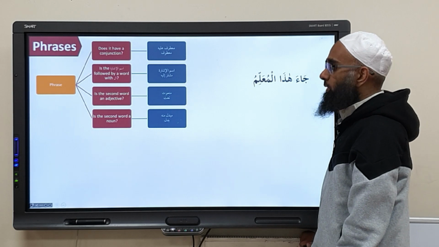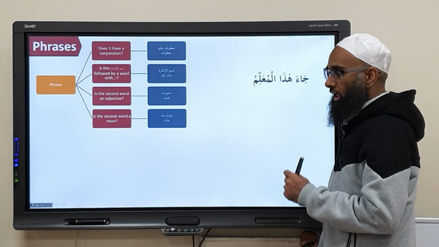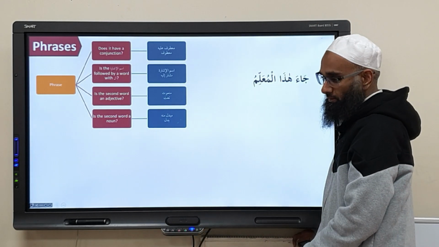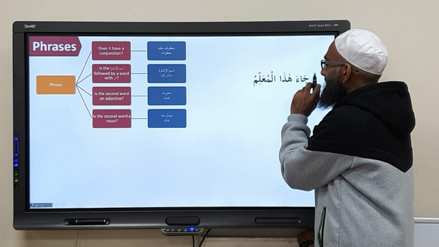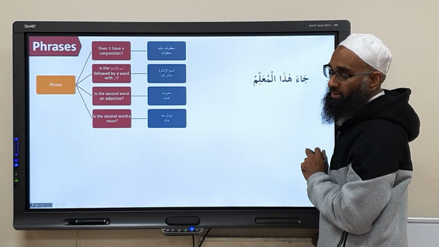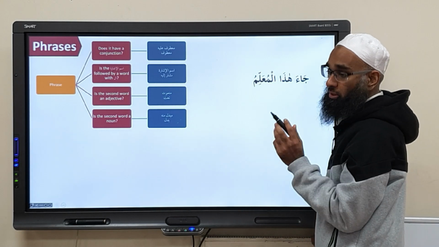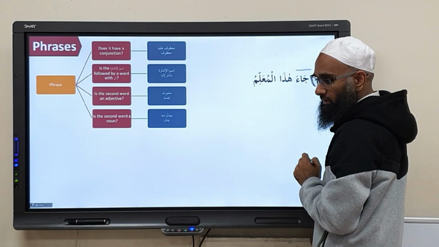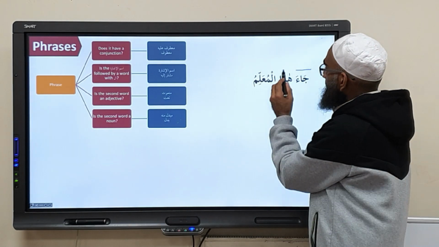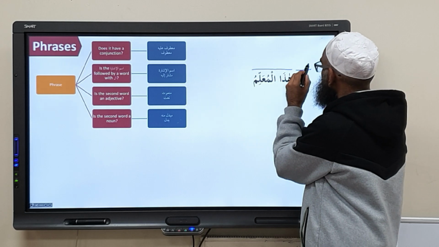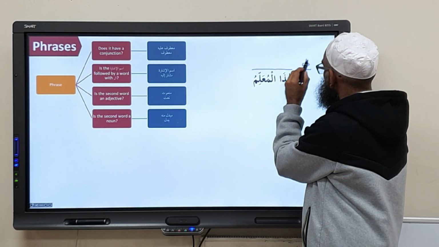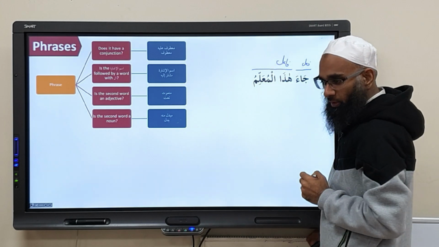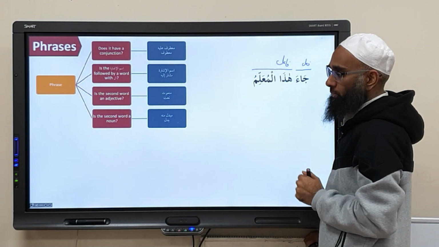Ja'a hadha al-muallimu. What do we have here? Is it jumlatun ismiya or jumlatun fa'liya? Jumlatun fa'liya. What are the main parts of the sentence, or we say the slots of the sentence? Ja'a is fa'il. Hadha al-muallimu is a fa'il. So you have fa'il and you have fa'il. Okay?